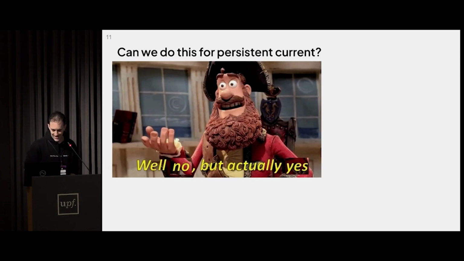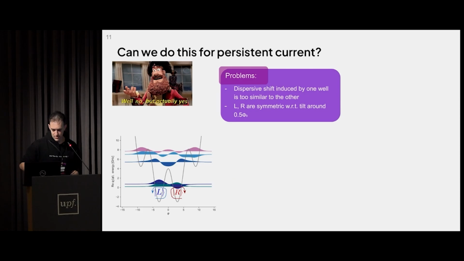So can we do this for persistent current? Well, no, but actually yes. So the thing is, if you think about what we just said, when you have this double potential, the dispersive shift allows us to check the difference in energy states of the qubit. But if you want to check this for the left and the right circulating current states, well, at the sweet spot at least, they have the same energy. So you cannot tell the difference in energy between the two of them.